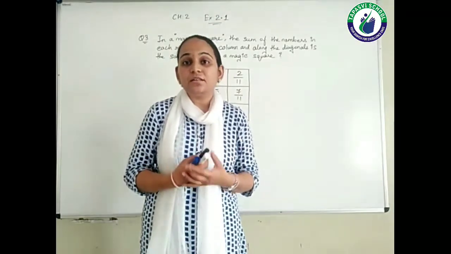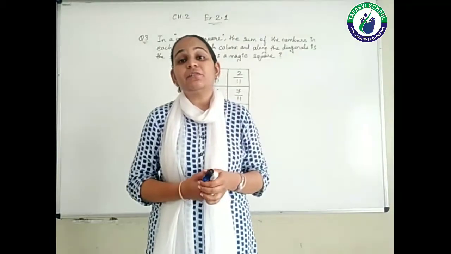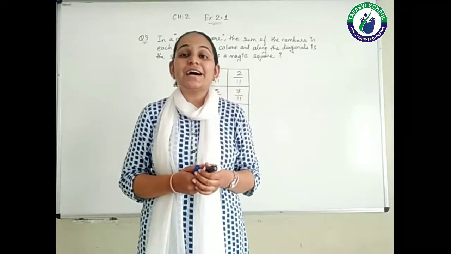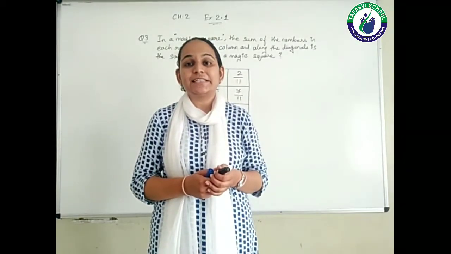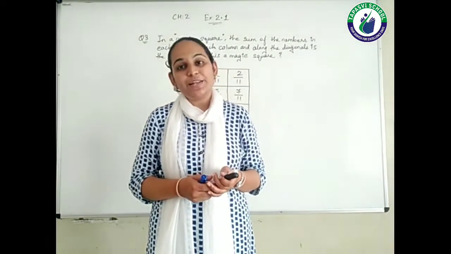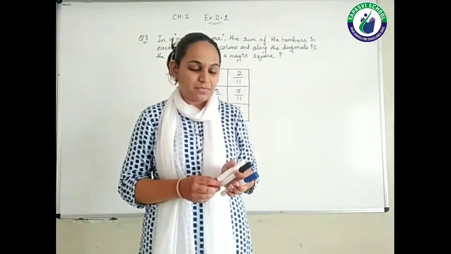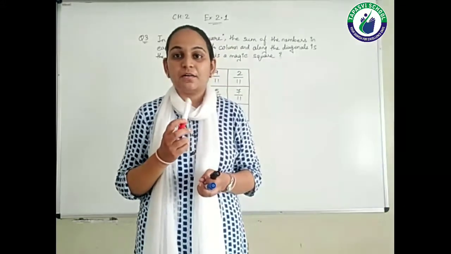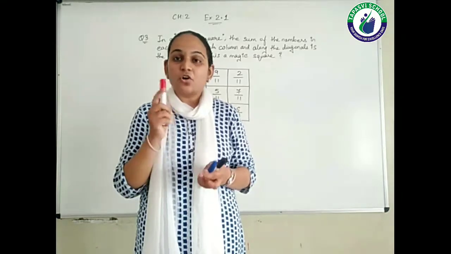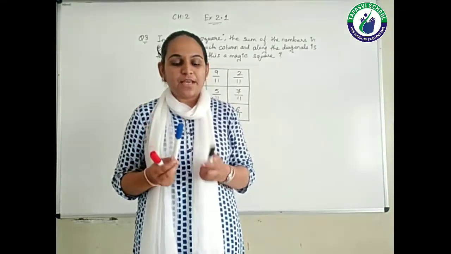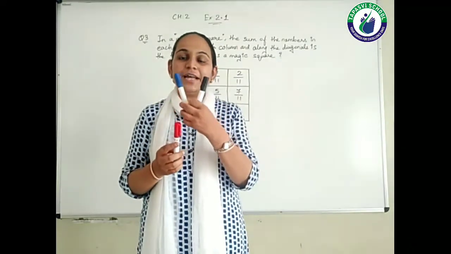So let's see here also, students, whether our rows, our columns and our diagonals answers are coming the same or not. If they are the same, then we have to answer that it is a magic square. So let's begin. I will be using this red color marker for writing the sums of the columns, rows and diagonals.